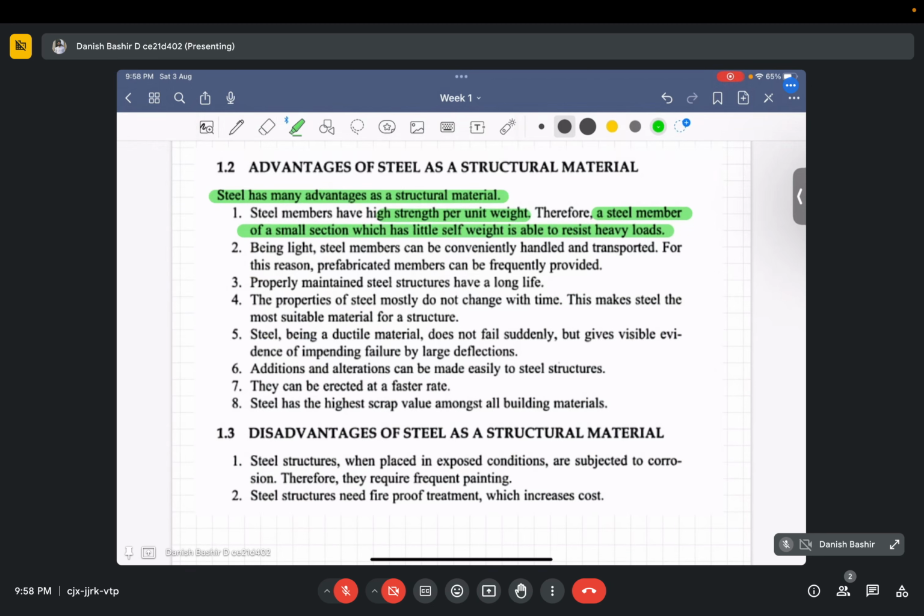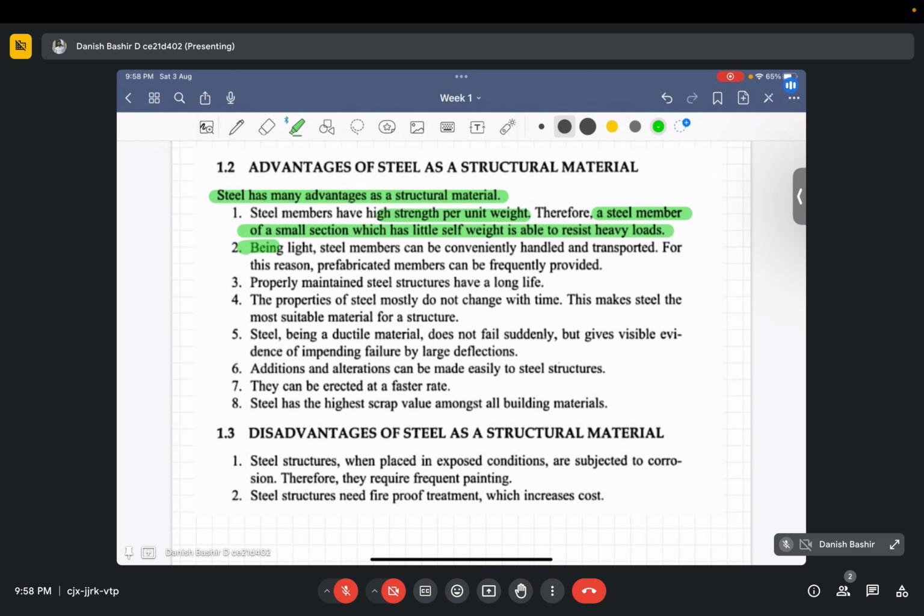If we see two different bridges, one bridge made up of reinforced concrete or pre-stressed concrete girders, and another bridge made up of steel girders, you can easily tell that the cross-sectional area of the steel girders is very small as compared to the pre-stressed concrete girders. This is only because of the high strength per unit weight of the steel material. That's why the cross-sectional area of the steel members is very less as compared to RC members.